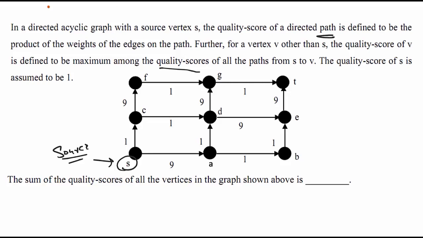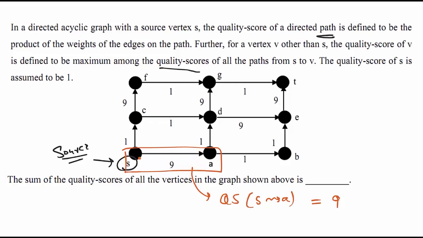So basically what they are saying is that if there is any path, suppose I ask you what is the quality score of this path S to A, then you will be saying that this is defined to be the product of the weights of the edges on the path. So there is only one edge, so the quality score, let me write it QS, of path S to A is 9. Why? Because 9 is the edge weight. And since there is only one edge, we do not need to take any product.